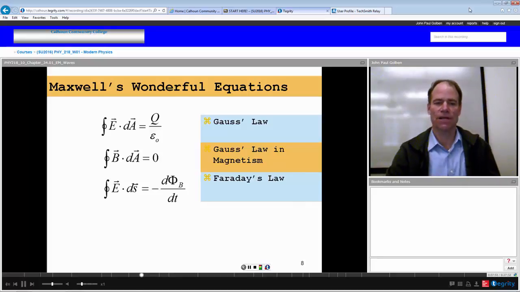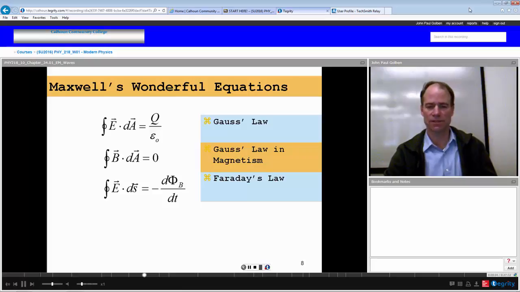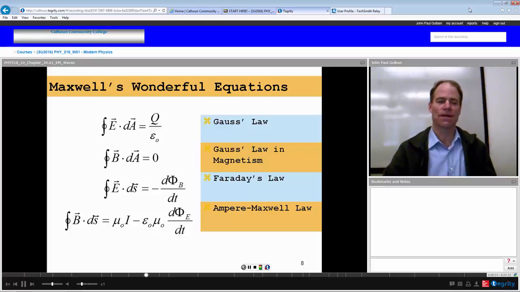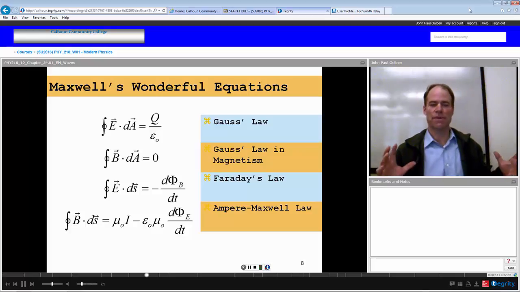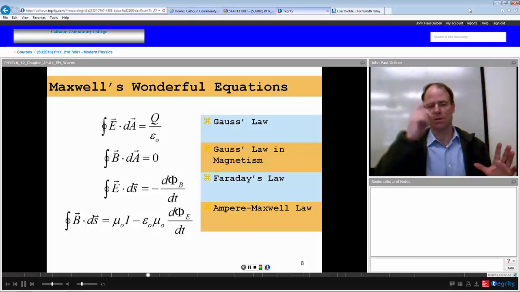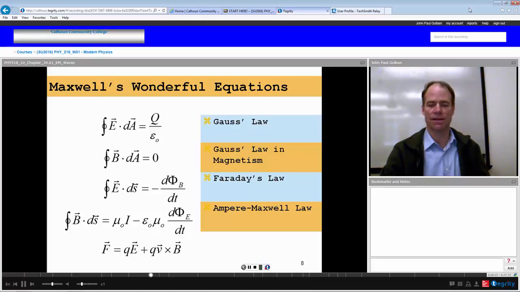We have Faraday's law, which says that the E field over some path is equal to the negative change of magnetic flux that goes through that path with respect to time. And we have the Ampere-Maxwell law, which we were just talking about, that the B field over some closed path is proportional to the current, and if there is no electric current, then it's proportional to the change of electric flux with respect to time through that path.